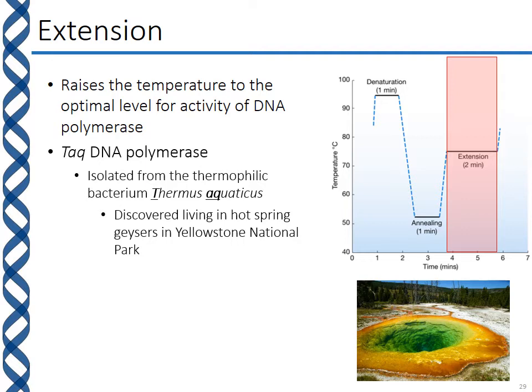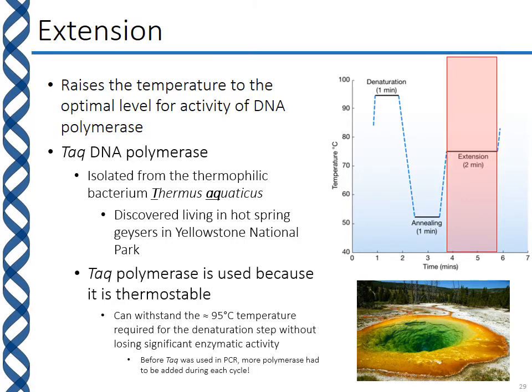And part of that survival evolution is obviously it needs to replicate its DNA, and so it needed to evolve a DNA polymerase capable of activity at such high temperatures. And so we humans were able to isolate that and figure out that it would be a really great enzyme to use in PCR reactions.